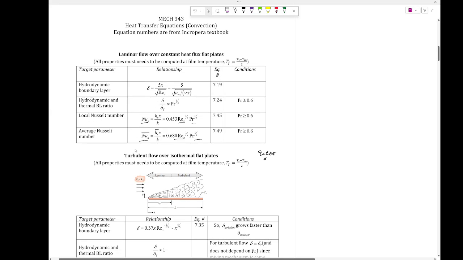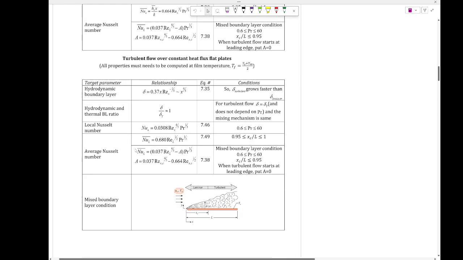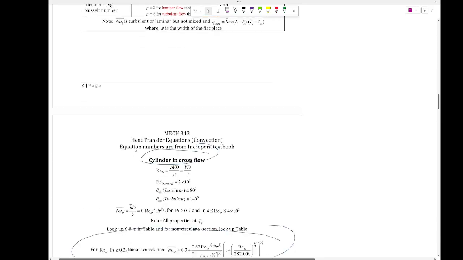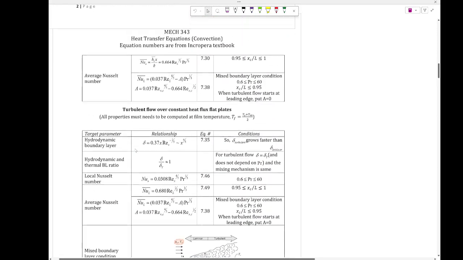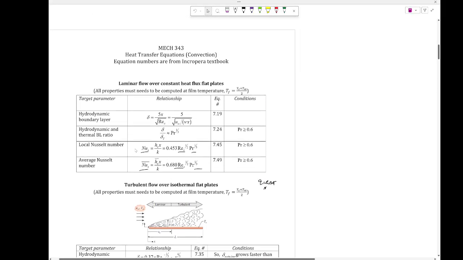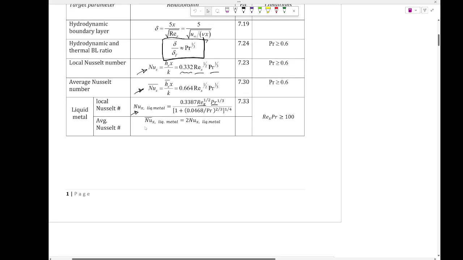Now, coming back to what I was trying to say: liquid metal. The liquid metal equations are here somewhere. Where is the liquid metal equation? Is it here? Full length paper, mixed boundary layer. Oh yeah, here. Everybody see that? So if you see a question on liquid metal in the exam, don't get scared. You have to use this equation.